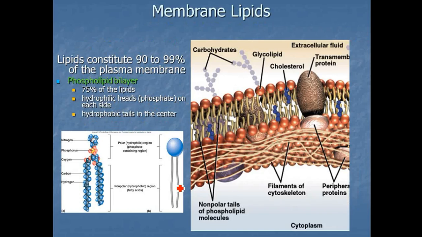So if we take a look at the cell membrane in more detail, we notice that it's made out of lipids, carbohydrates, and proteins. Lipids make up the primary part, almost 90 to 99% of the membrane, and the one that makes up the most of that is called the phospholipid. The phospholipid has a unique shape in that it has a hydrophilic head and two hydrophobic tails. This makes phospholipids what we call amphipathic. Amphipathic, which has the same root as amphibian, simply means that it has two different parts: a part that loves water and a part that hates water.